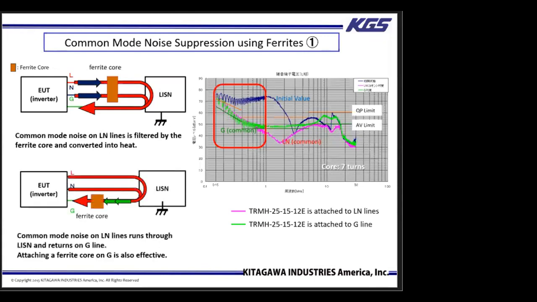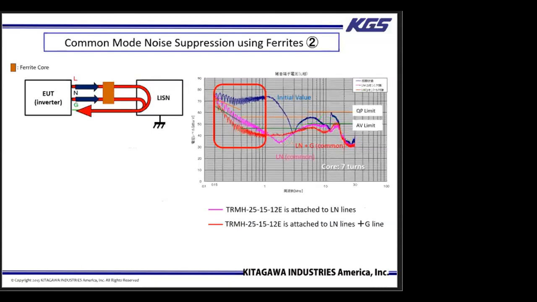Alternatively, because we know that the noise returns on the ground line, we can place a ferrite core just on the ground line itself, which is shown on the green line. At about 1 megahertz, placing a ferrite core on the L and N lines together is more effective than placing a core on the ground line alone. But since we are focusing below 1 megahertz for this test, they are about equal in performance.